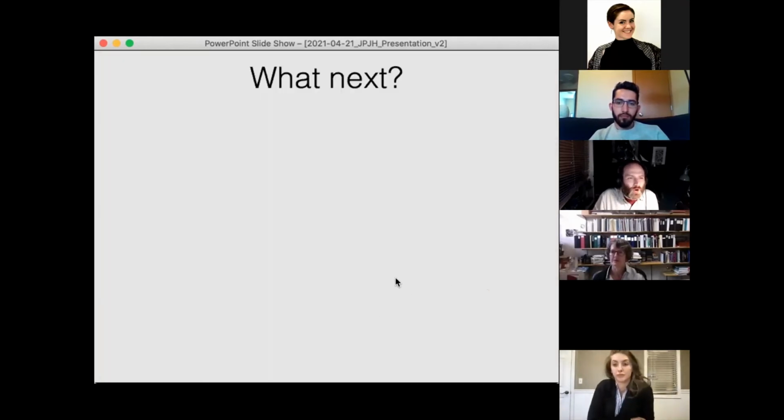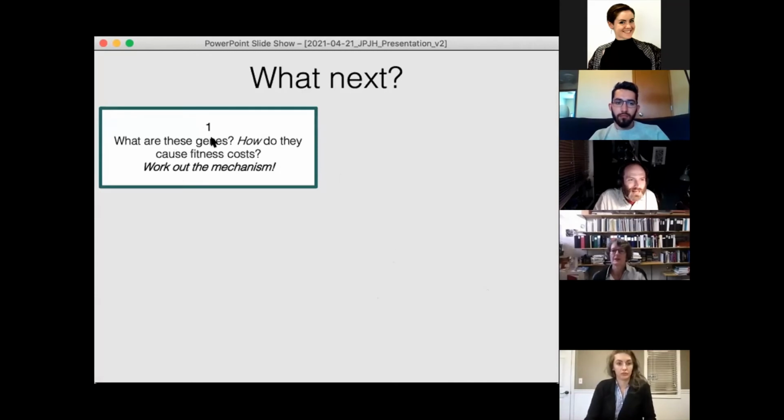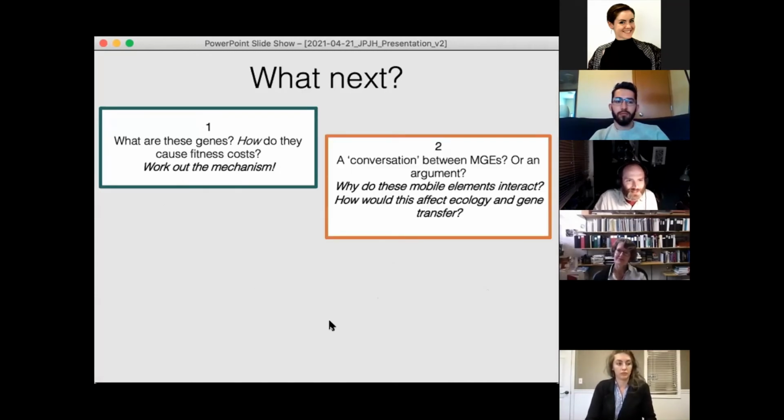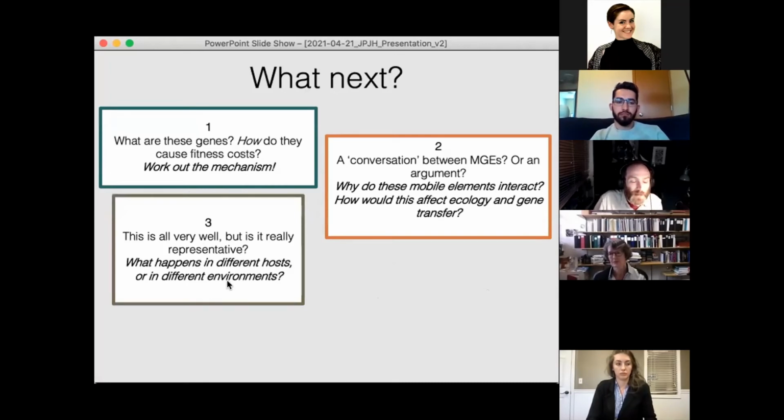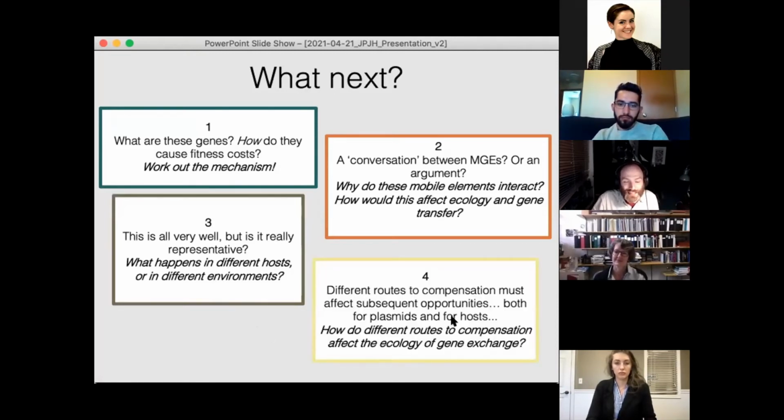Okay, so what should we do next on this project? Should we work out the mechanism a bit more about how these genes cause fitness costs? Should we try and understand a bit more about how mobile genetic elements interact with one another and how this affects ecology and gene transfer? Should we investigate this beyond this particular bacterium and see what happens in different bacteria or in different environments? Or should we investigate this question of whether mutations on the chromosome or the plasmid are more important in different settings? So I'm going to launch another poll. And you can tell me what I should be doing next.